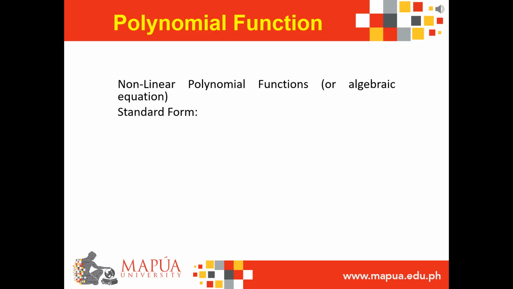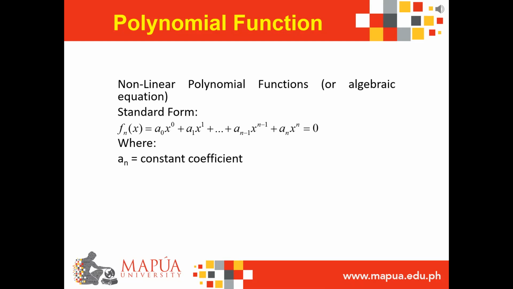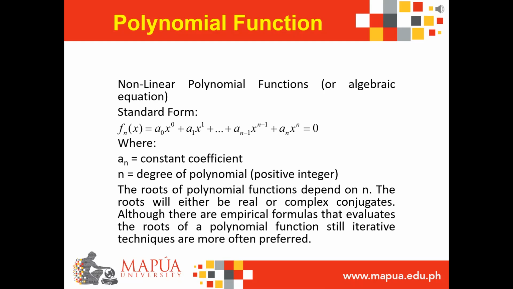Nonlinear polynomial functions or algebraic equations normally appear in a given standard form, which is denoted like this, whereby a_n corresponds to the constant coefficients of your polynomial function, and n is the degree of your polynomial function, which usually is associated with your variable x. The roots of your polynomial function depend on the value of n. The roots will either be a real number or complex conjugates. Although there are empirical formulas that evaluate the roots of your nonlinear polynomial function, iterative techniques are still more preferred over empirical formulas.